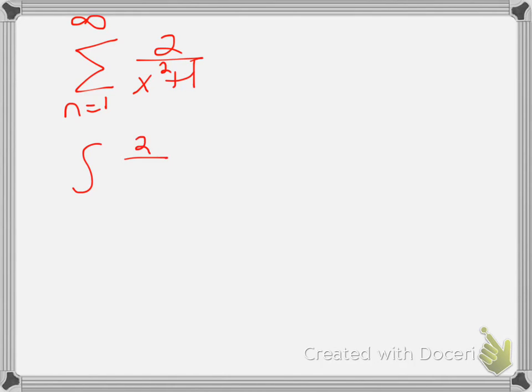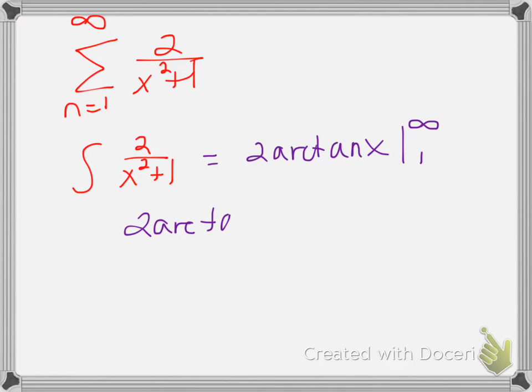Alright, one more example. Let's say we have this one. You could graph it and realize the integral test is an appropriate test. I'm going to find the antiderivative. I know that the bottom, that's 1 plus x squared if I rewrite it, so I know the antiderivative is 2 arctan of x, and I need to evaluate it at 1 and infinity. So I have 2 arctan of infinity minus 2 arctan of 1.